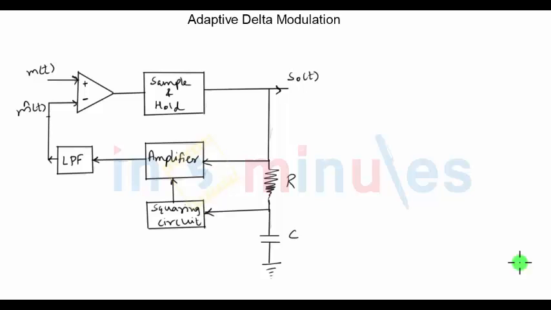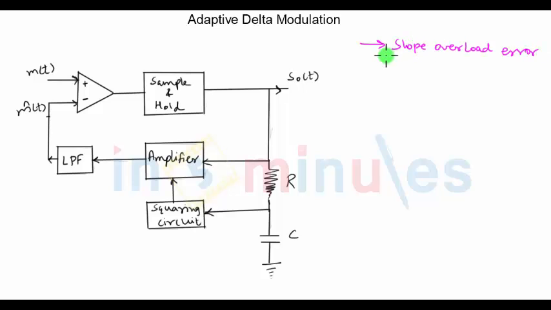In this video clip, we will discuss a modified version of delta modulation, which is called adaptive delta modulation. Before we start, let us quickly recall the drawbacks that take place in delta modulation. There are two important drawbacks that we had discussed. The first drawback was slope overload error.